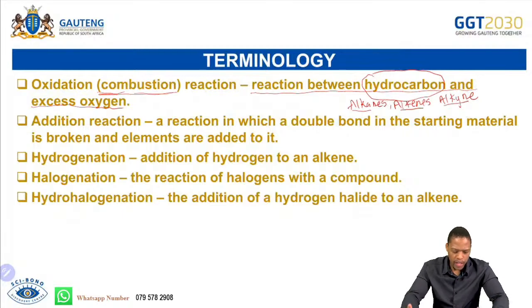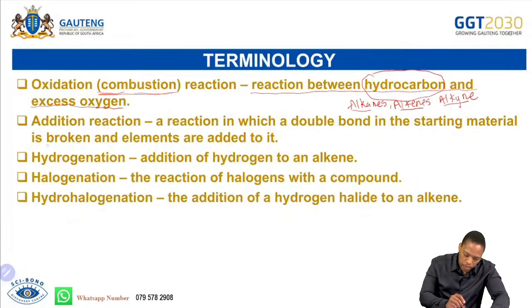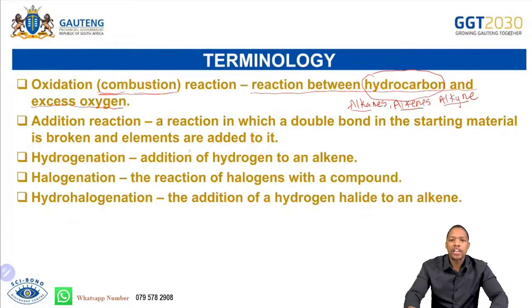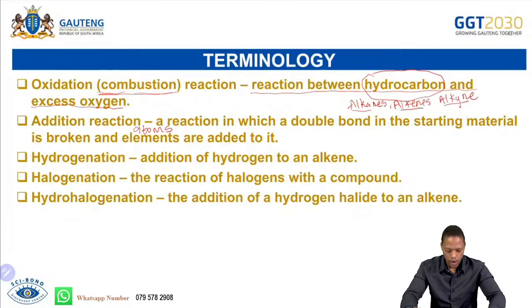Okay, we're also going to look at addition reaction. This is the reaction in which a double bond in the starting material is broken and elements are added to it. So we're going to have a compound that has a double bond, and that double bond is going to be broken, and then elements, or maybe we should say atoms, are added to it. Again, an explanation that favors our scope, grade 12, to say our addition reaction is only going to be that of a double-bonded compound, an alkene. It's only going to be that of a double bond for our scope for technical sciences.